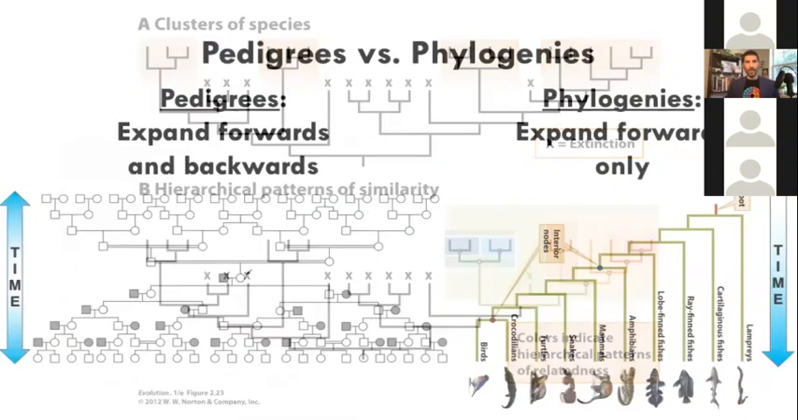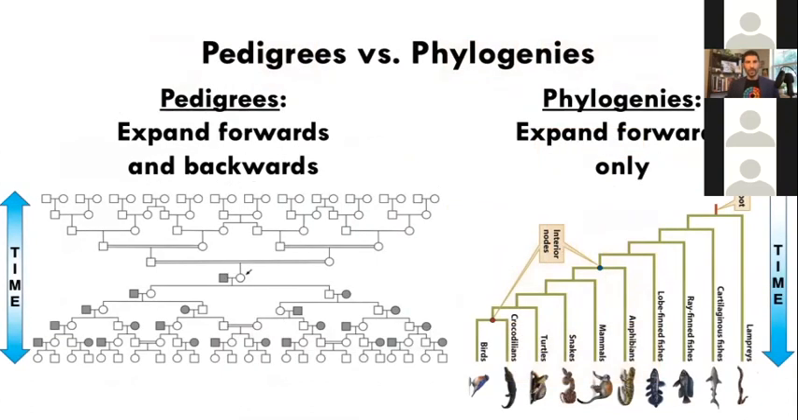It's important to note that because we're genealogists, we always think in terms of pedigrees, but pedigrees and phylogenies are two different things, and pedigrees kind of are unique in that they expand both forwards in time and backwards in time. So if you look at yourself, you have 2 to the n ancestors back in time, and potentially 2 to the n descendants if you have the same expansion rate going forward. Whereas phylogenies, they only expand forwards in time.